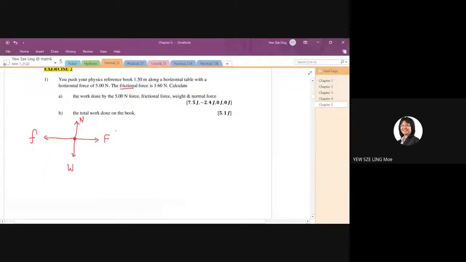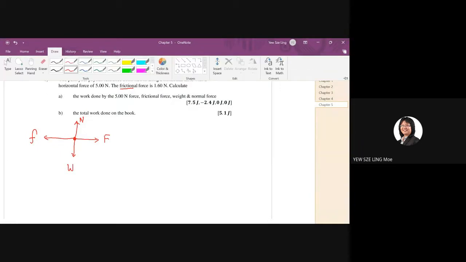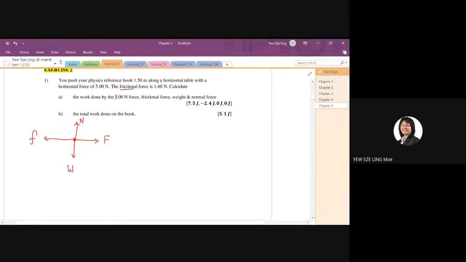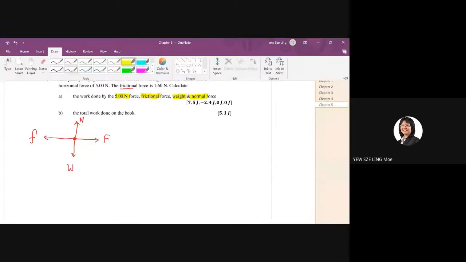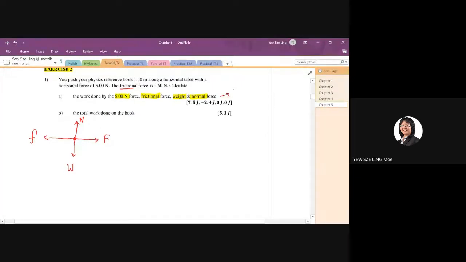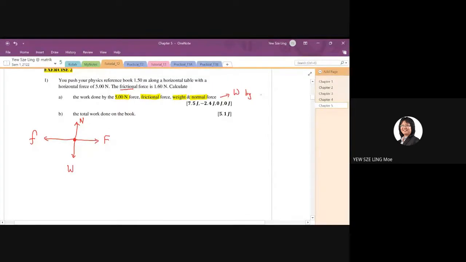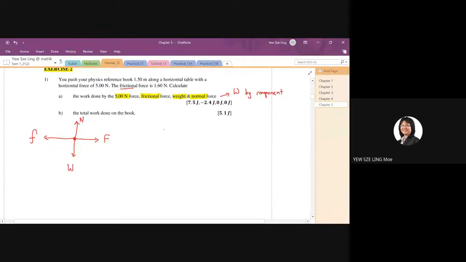Okay, can imagine, right? So now A, calculate the work done. Okay, if you look at the questions, how many types of work done at once? 5 Newton force, frictional force, weight, and normal. So this question means that it asks you to calculate W, work done by component. So you need to calculate them one by one, which means for question A, if you look at the free body diagram, now you have 4 forces. So you need to calculate work done for 4 of them. You need to calculate work done 4 times.